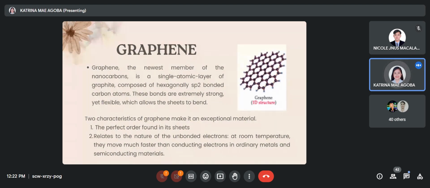First is the perfect order found in the sheets. No atomic defects such as vacancies exist. Also, these sheets are extremely pure. Only carbon atoms are present. The second characteristic relates to the nature of unbonded electrons. At room temperature, they move much faster than conducting electrons in ordinary metals and semiconducting metals.